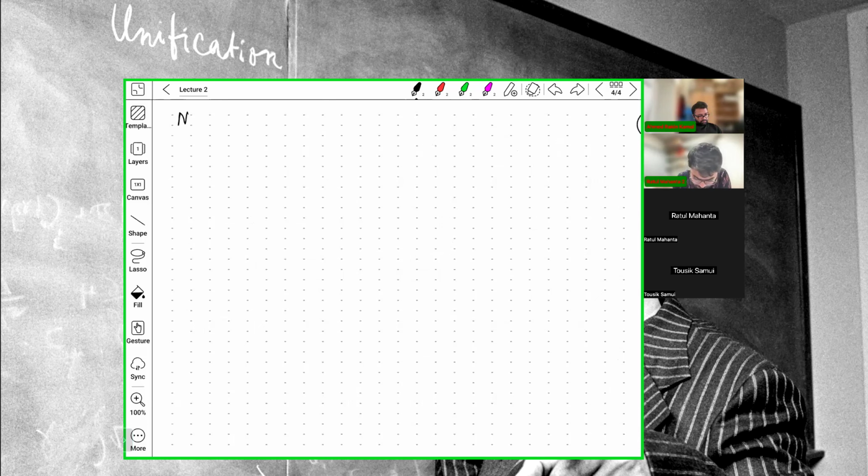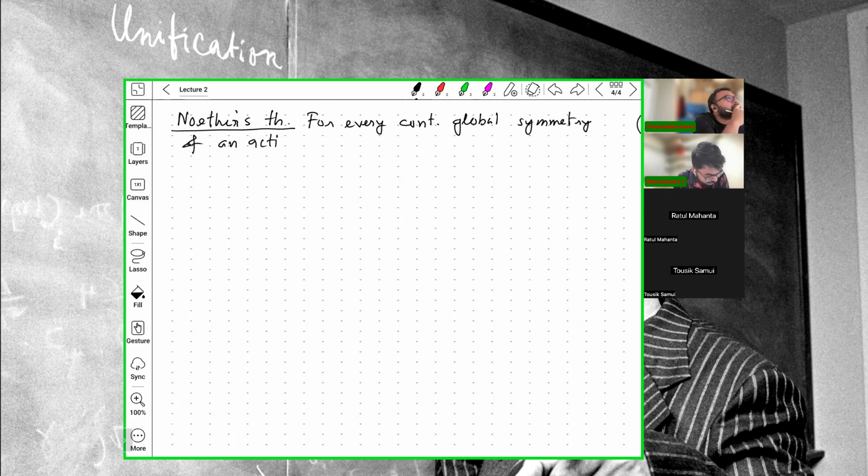Okay, for every continuous global, this is important, symmetry of an action, there exists a conserved current for classical field configuration.